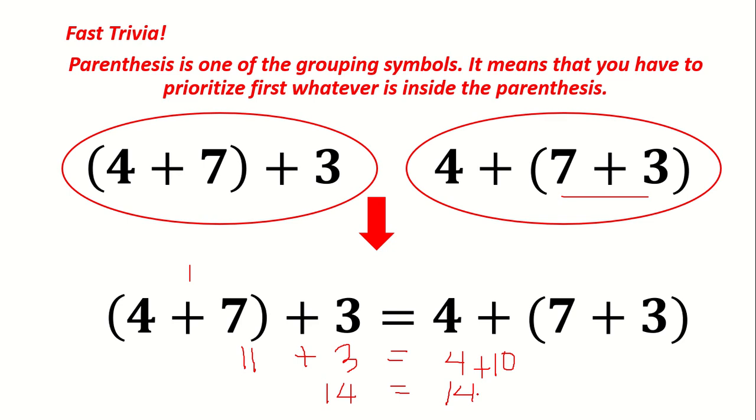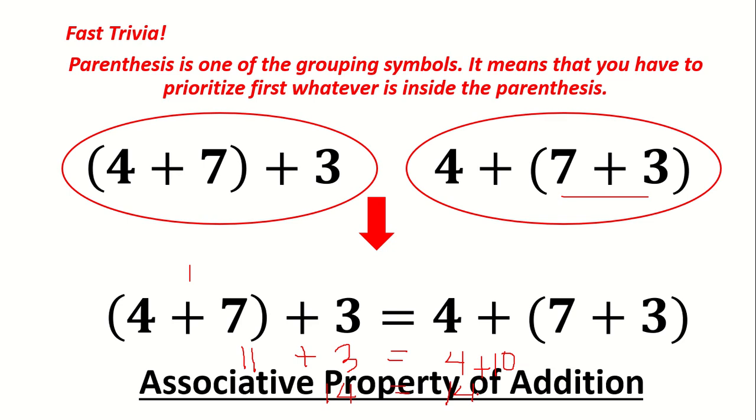So that's the next property, associative property of addition. But again, the operation must be all addition. So it's okay to prioritize other numbers first and then change the priority if you want. The answer would still be the same.